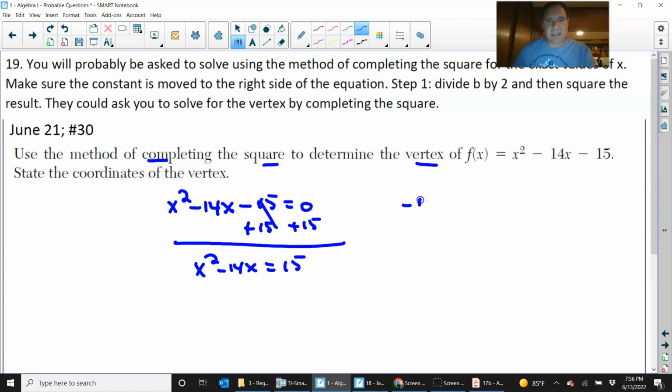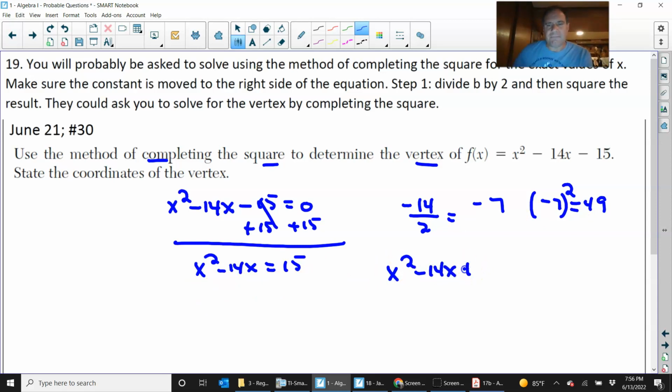And then you take negative 14 divided by 2. The b, negative 7. Then you take negative 7, square it. You get 49. You're completing the square. Then you're going to take x squared minus 14x. You add 49 to that, to the left side. And then you take 15. You have 15 here. You see that? And then you add 49 to the right side.